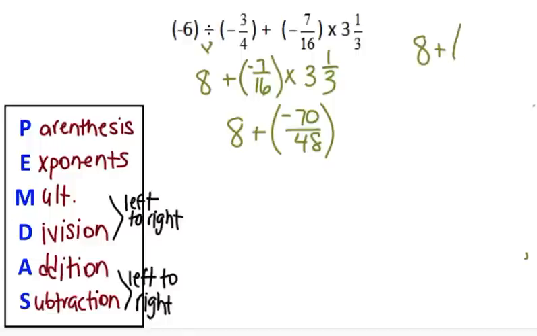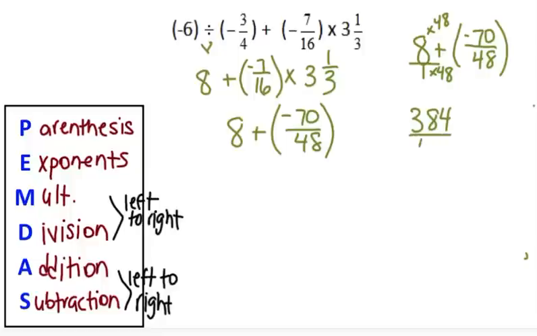8 plus -70/48. Now, I'm going to put my whole number over 1, so both of my numbers now have a denominator. And I can see that a common denominator would be 48. So I times the bottom by 48, and I times the top by 48. And I am left with 384 over 48 plus negative 70 over 48.